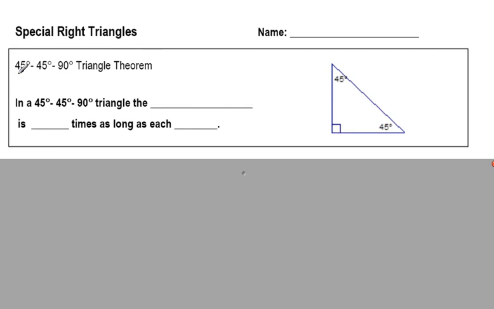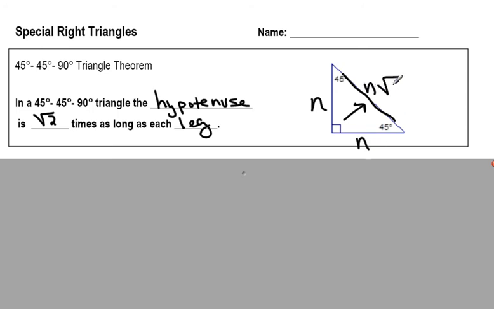Okay, the first special right triangle that we're going to talk about is the 45-45-90 triangle. In a 45-45-90 triangle, the hypotenuse, so the side across from the right angle, is going to be square root of 2 times as long as each leg. So let's say each leg was the variable n. The hypotenuse would be square root of 2 times larger than the leg n.